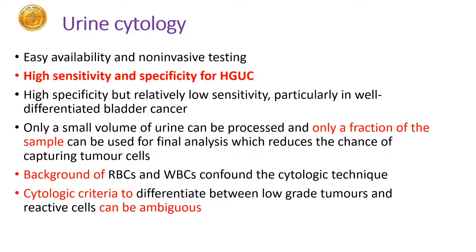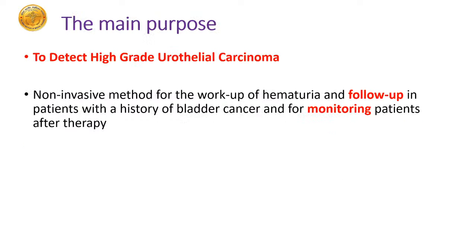Another thing which results in issues in urine cytology is that we can examine only a small fraction of the urine sample, and this sometimes reduces the chance of capturing the tumor cell. The background may confound the cytology. We might have obscuring RBCs, WBCs, etc. And we can have criteria which are ambiguous, as we all know. So next slide, please.